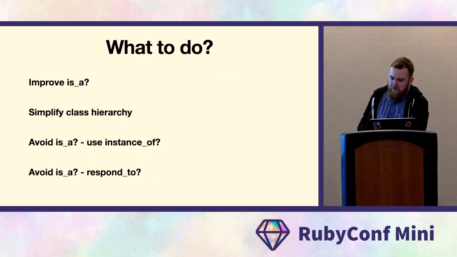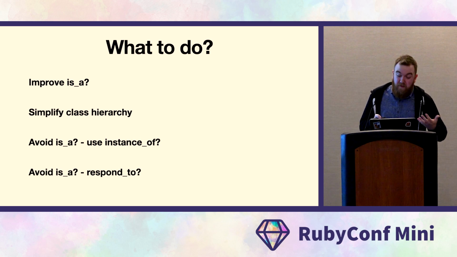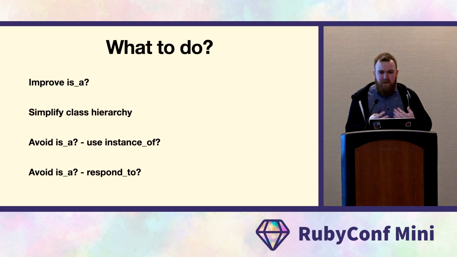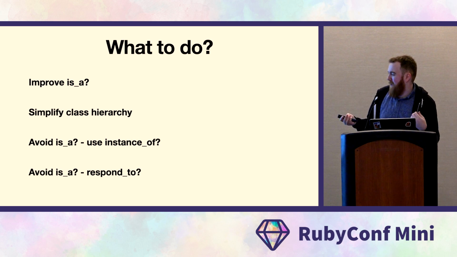So what can we do about the performance problems of this? We could improve the implementation of is_a?. We could simplify the class hierarchy, but as I said, I'm not too keen on that. I think it can be evidence of good engineering, and it also seems like something that won't stay fixed. It's very likely at some point we'll include more libraries that do the same tricks, and we'll have the same performance problem again.